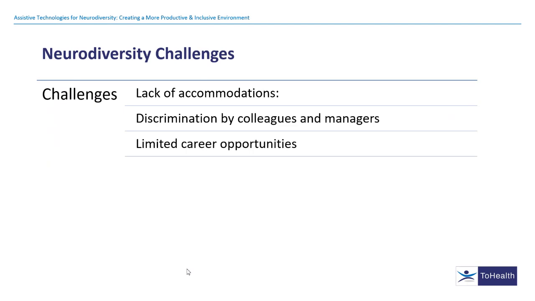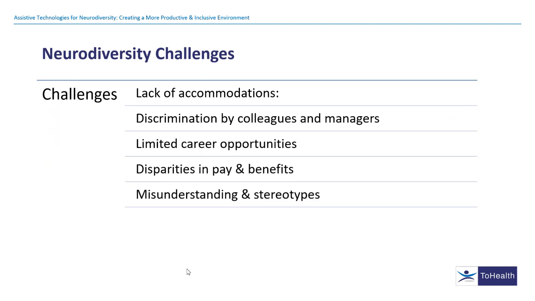We know that due to the lack of accommodations and discrimination, neurodiverse individuals may find it difficult to advance their careers. And because of that, it ends up having an impact on their pay and benefits. And also it can be because people misunderstand and they have these stereotypical ideas of what a neurodiverse individual may be.